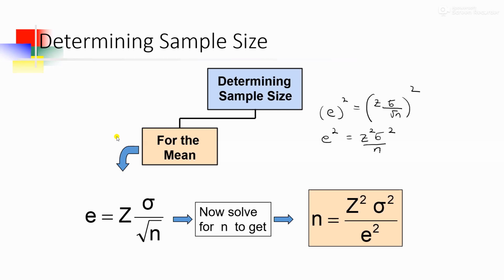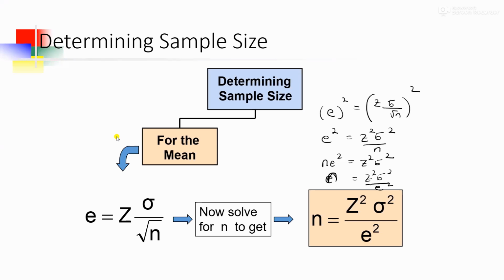Now we want n. So we have to make n the subject of this equation. By doing the cross multiplication, n E squared is equal to z squared into sigma squared. So n is equal to z squared sigma squared divided by E squared. This is the formula, right?